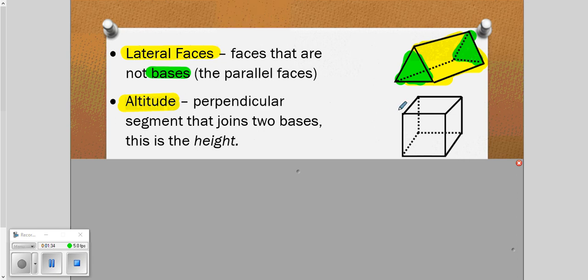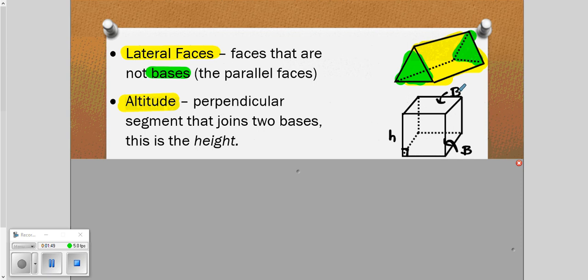And then in each one we can label this one, since that's going to be a right angle, that would be our height. And then the bottom, this would be one base. And then the top could be the other base, or you could make it the sides as well.